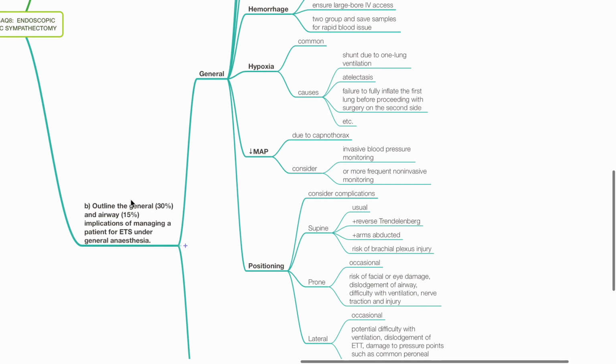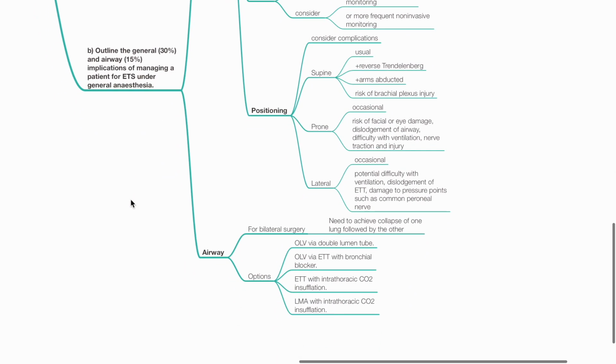Hypoxia is common. Causes include shunt due to one lung ventilation, atelectasis, and failure to fully inflate the first lung before proceeding with surgery on the second side. Hypotension may occur due to capnothorax. Consider invasive blood pressure monitoring or more frequent non-invasive monitoring.